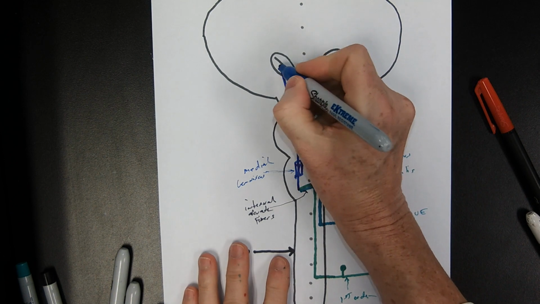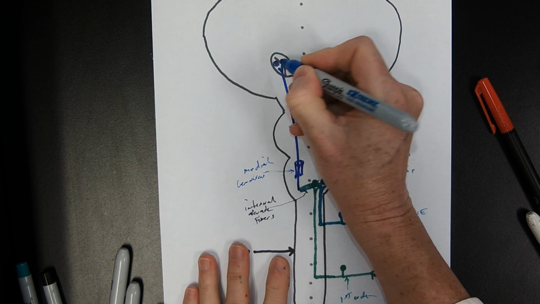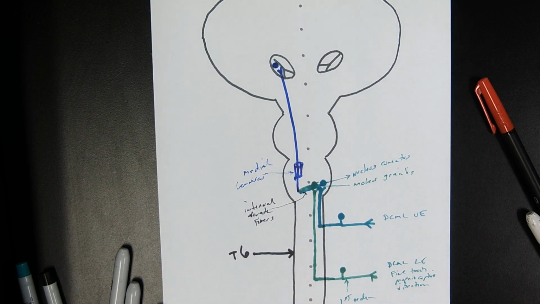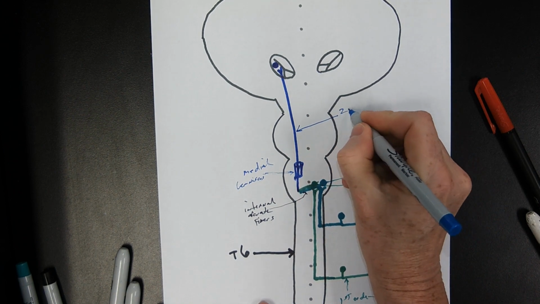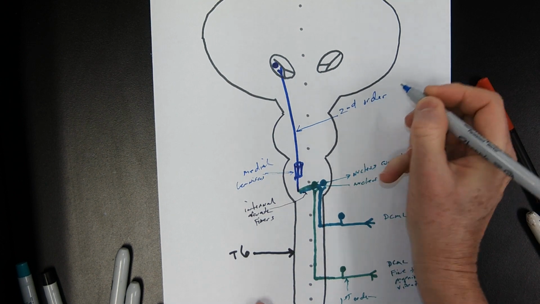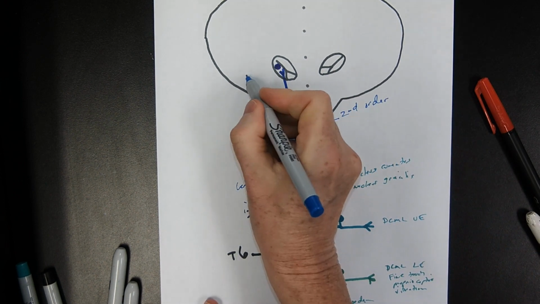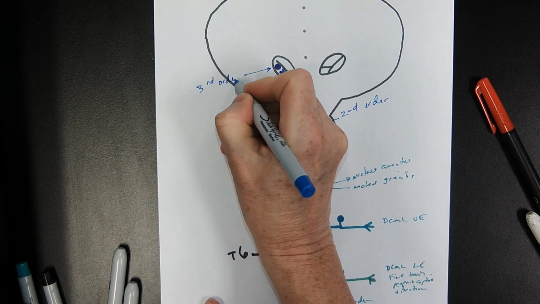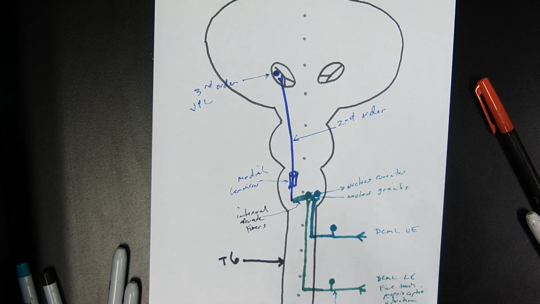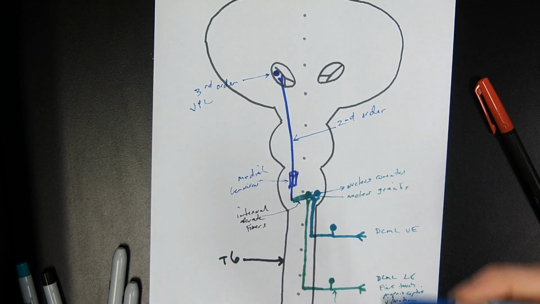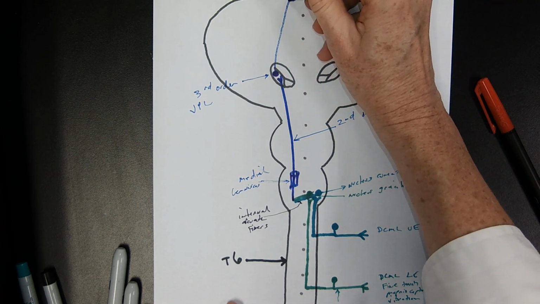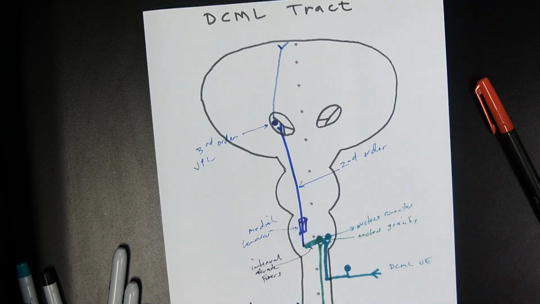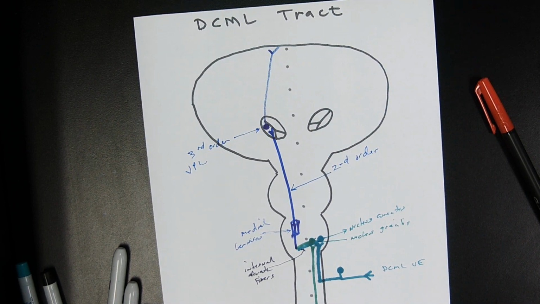And that's going to synapse up here in the ventral posterior lateral portion of the thalamus for your third order neuron. So here's your second order. Okay, and then this is your third order, VPL of thalamus. And that third order neuron then sends out an axon that synapses in the somatosensory cortex and the postcentral gyrus in the parietal lobe.